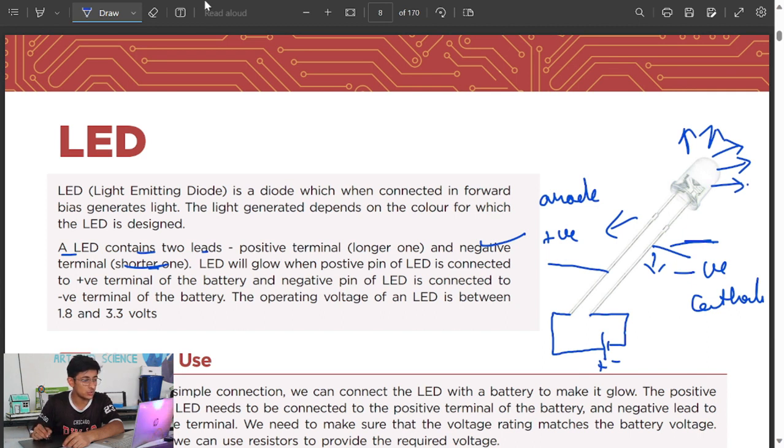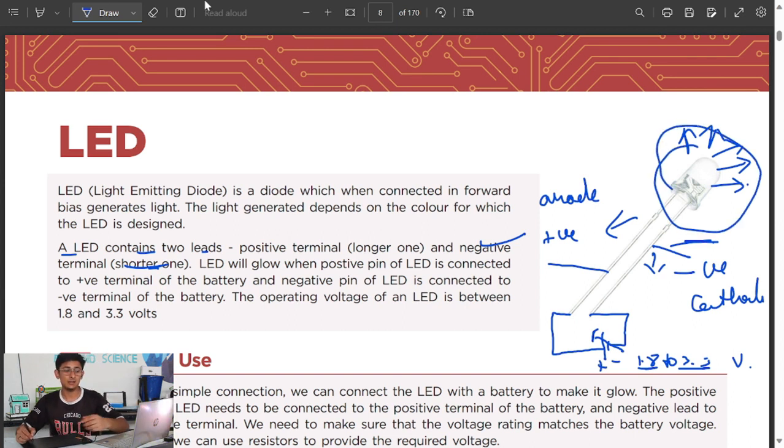The operating voltage of an LED is between 1.8 and 3.3 volts. So here, this battery is variable from 1.8 volts to 3.3 volts. If we take this battery from 1.8 volts to 3.3 volts, it will work like an ideal LED circuit. So this is the LED circuit.